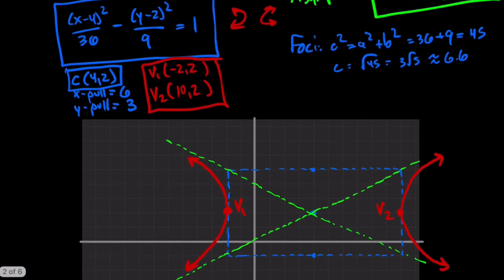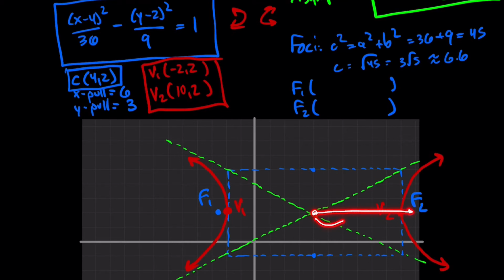So to plot those, I have to go from the center right just beyond 6. So it's going to be here, that'll be F2. And left just more than 6, that'll be F1. To write these coordinates, we need to put them in simplest radical form. So again, this is where it's helpful to understand what we're doing. This distance from the center to the focus is what we call C. In this case, that's going to be 3 radical 5.